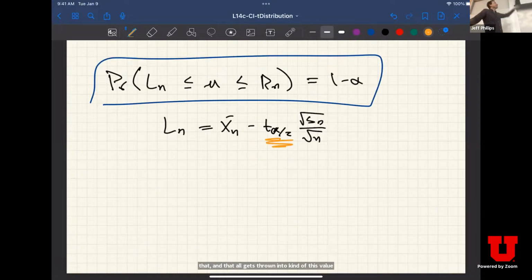That all gets thrown into this value t alpha over 2. And so we're just doing this. I haven't tried to put a confidence bound on the estimation of the true value that L n is trying to represent.